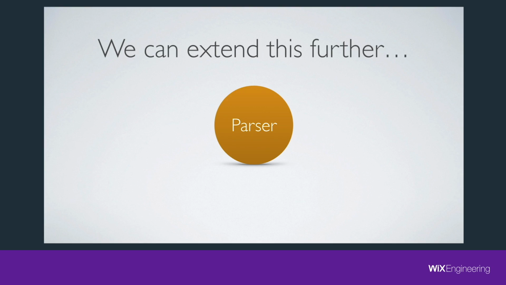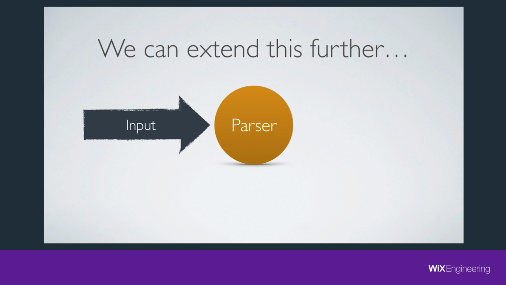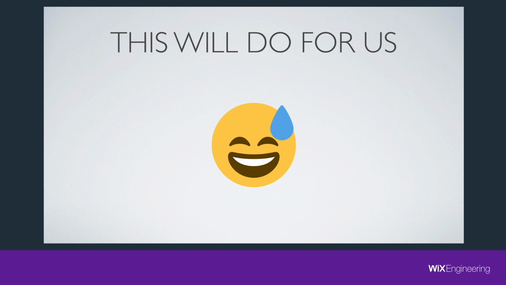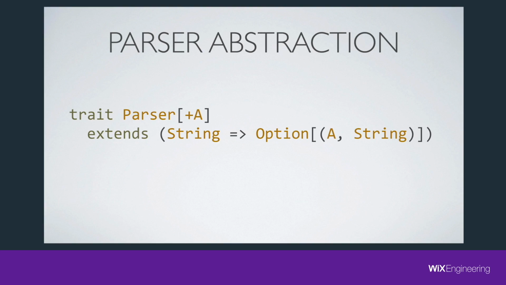We can keep going with modeling our parser by extending the input type to accept both strings and streaming data, or our output type to capture more information, like a parse error description and the current position in the input. But we're not going to do this today, because we want to keep the examples simple. So we end up with this parser abstraction, which currently just extends a function, as discussed.